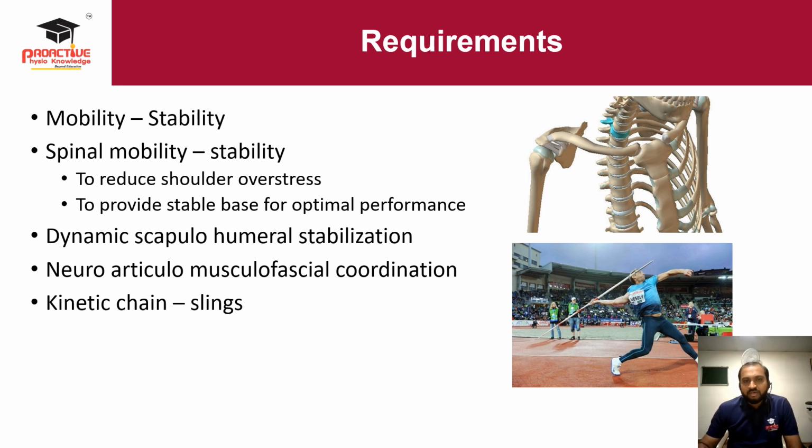In this session, I'm just giving you the idea of how these things will go. The requirement for improving shoulder performance is that by adding these elements you can significantly enhance the performance and resilience of the shoulder joint. We need mobility as well as stability. We require neuroarticular myofascial coordination as well as the kinetic chain. We have to approach rehabilitation of the shoulder from the whole kinetic chain perspective.